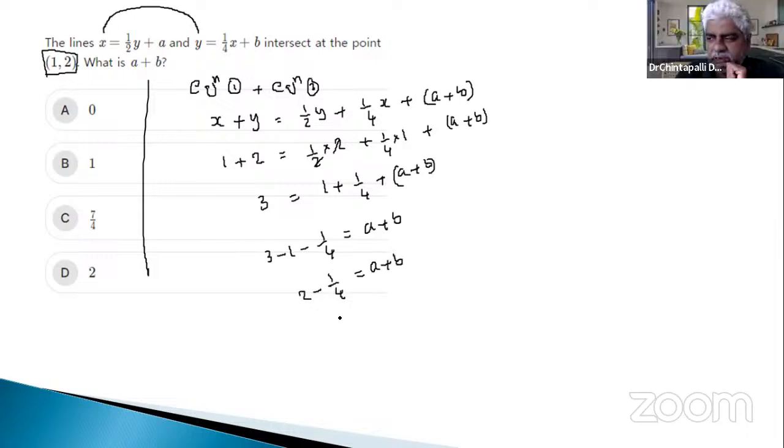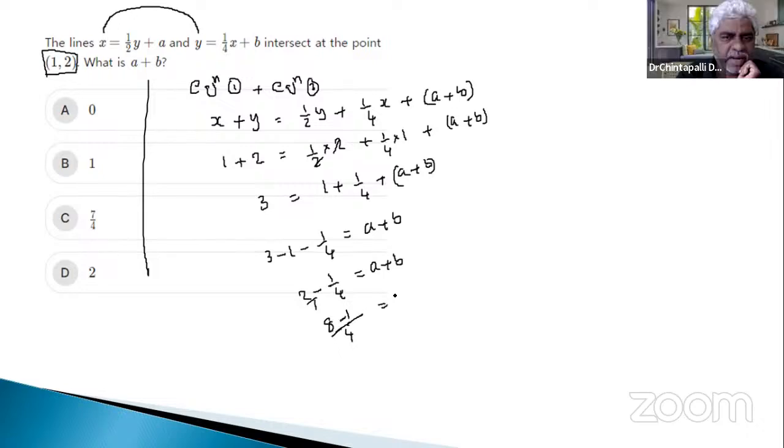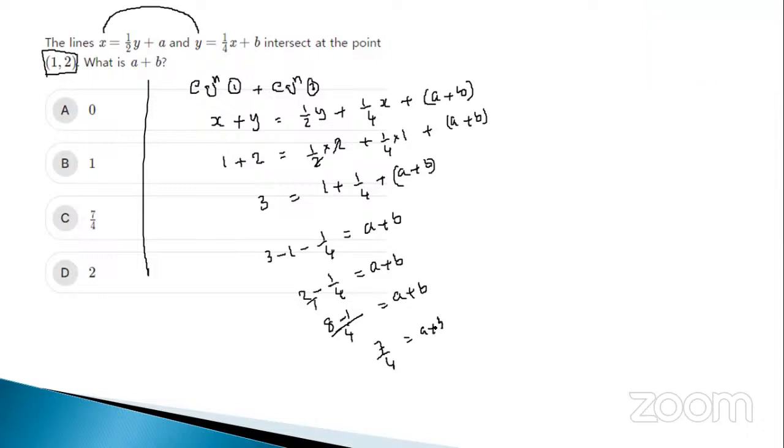Simplify it. LCM 4. Yes, sir. 8 minus 1 is 7 by 4, sir. Very good. Option C. Option C, sir.